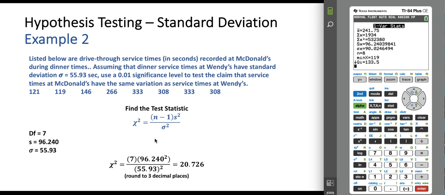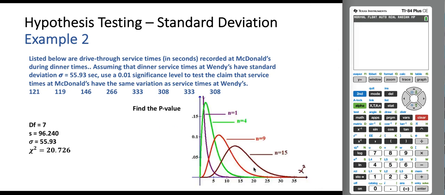Plug it in to your formula for finding the chi-squared test statistic. Remember the sigma is 55.93. And once you type that in your calculator, you get a test statistic of 20.726.